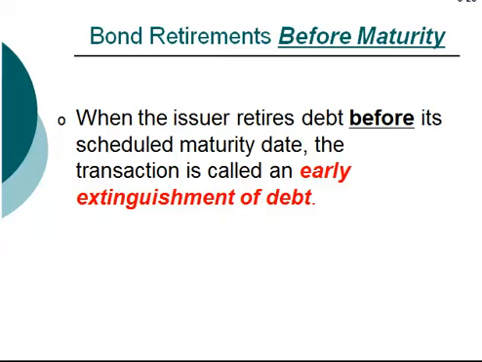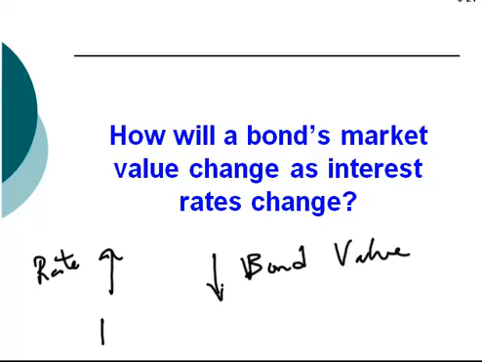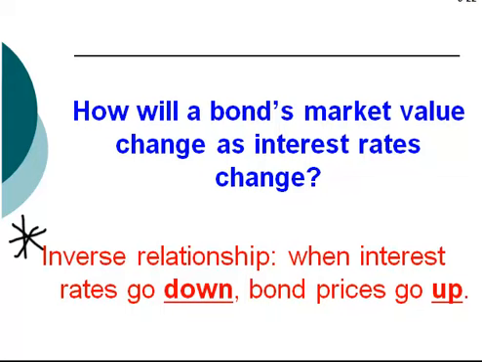It could be the case, however, that we decide to retire the debt before the scheduled maturity date. This is referred to as an early extinguishment of debt. In order to appreciate what's happening here, let's recall how a bond's market value changes as interest rates change. As rates go up, the value of a bond goes down. If the rate goes down, the value of a bond goes up. What we see is an inverse relationship between interest rates and bond prices.